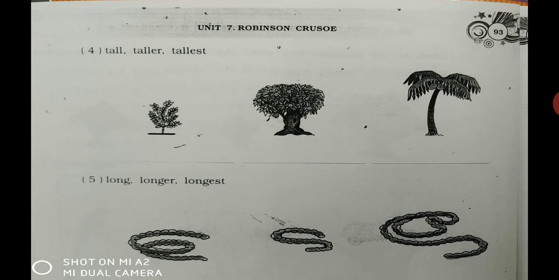Now just hide the coconut tree and compare these two plants which have been given here, the mango tree and the rose plant. Just compare which is taller between them. So the mango tree is taller than the rose plant, and the rose plant will be the positive form of the adjective and it would be tall. Understand?